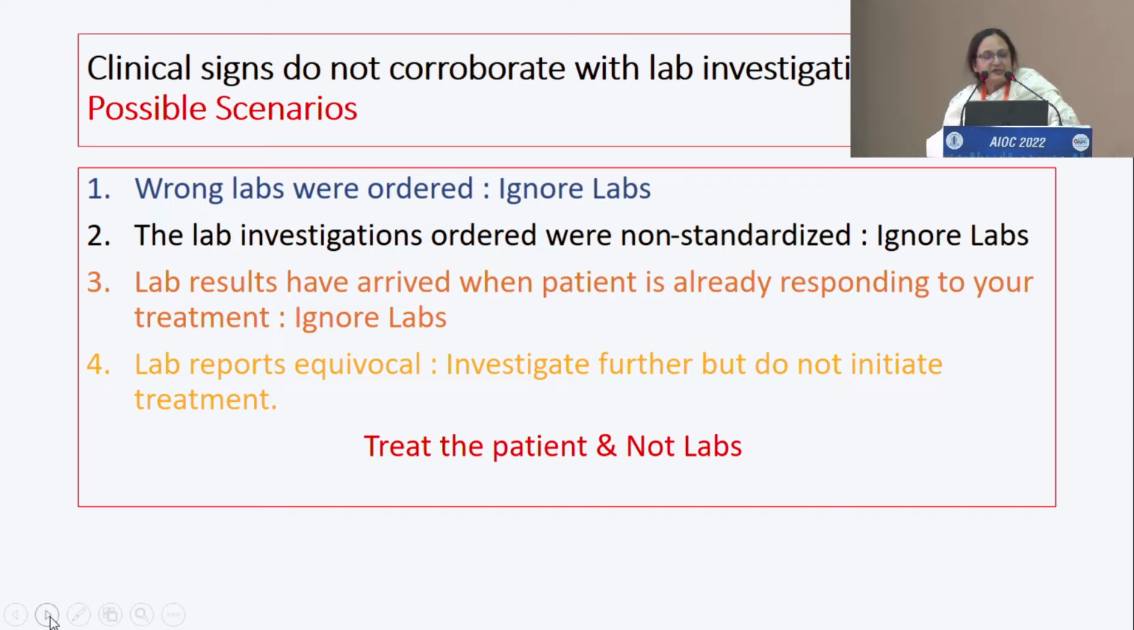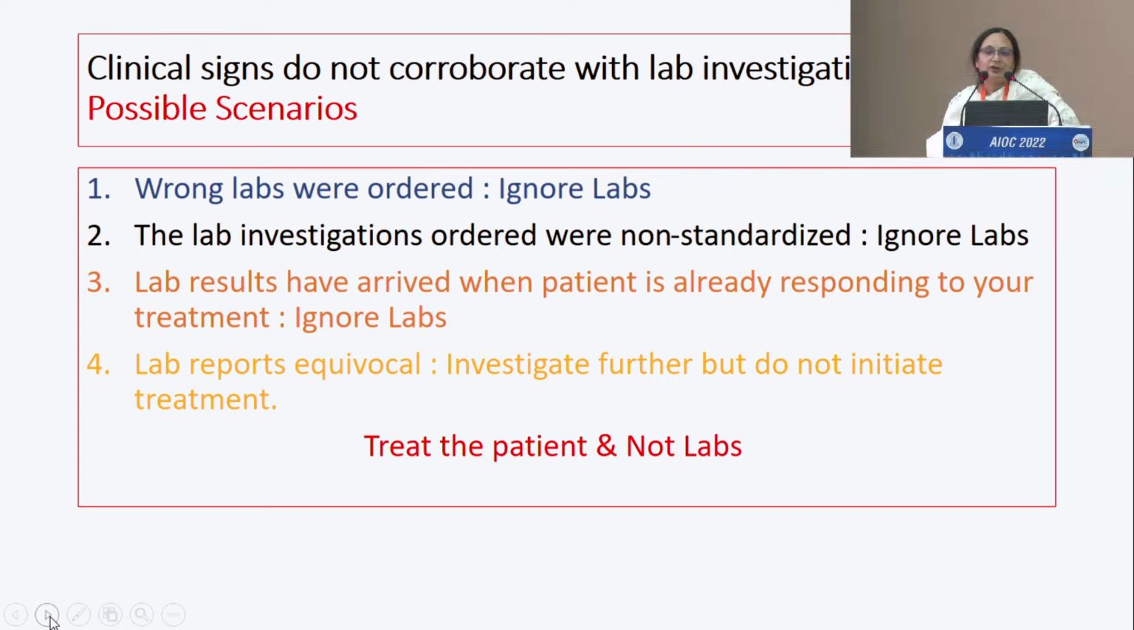The second is the lab investigations were ordered which were non-standardized, and it used to happen a lot with TB. ELISA for TB positive. Probably everybody is positive, but it's not the standardized lab. So just ignore labs. The third scenario is that lab results have arrived when the patient is already responding to whatever treatment you were giving.